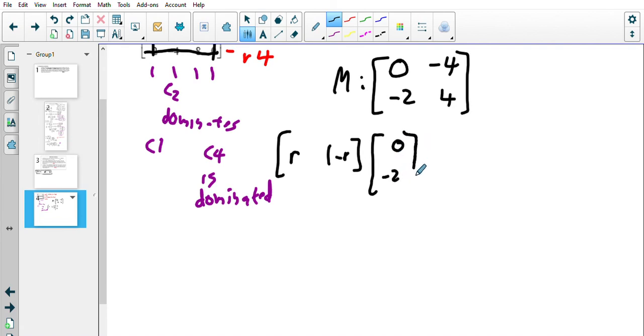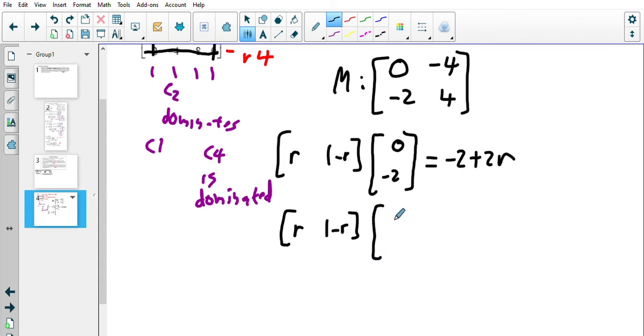So we'll see how an arbitrary row strategy does against the first column. r times 0 is 0. 1 minus r times -2 would give us -2 plus 2r. And against the second column, we would get negative 4r plus 4 minus 4r, negative 8r plus 4.